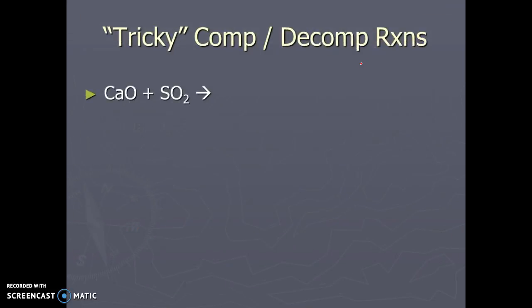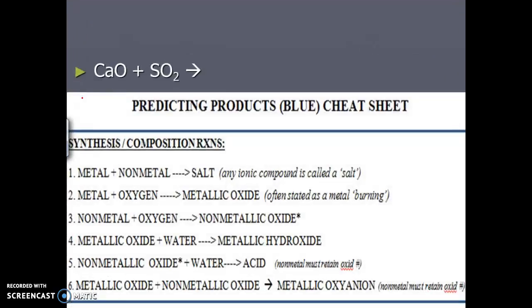Let's look at one last example altogether. Here's our third one here. And again, first question I need to ask myself, is it a comp or a decomp? Well, I've got two things, so it can't be a decomp. So it must be a composition. Let's see if it matches any of our categories of compositions. Well, I've got a non-metallic oxide.